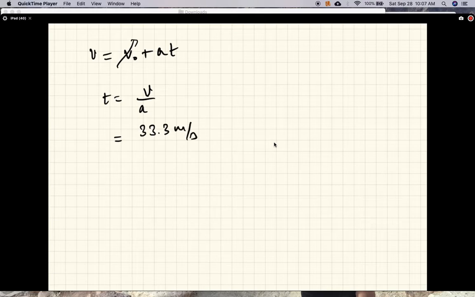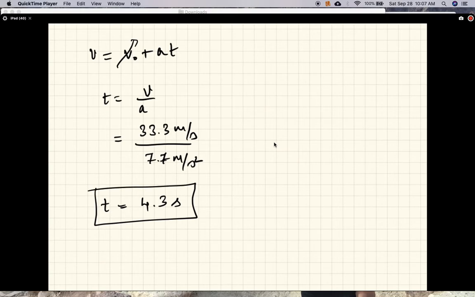Now, final velocity is initial velocity plus acceleration times time. Our rocket starts off at rest, so the time it takes to achieve this velocity is 33.3 meters per second divided by 7.7 meters per second squared. That was the acceleration. So the rocket is going at 120 kilometers per hour in 4.3 seconds. Okay, that finishes that.